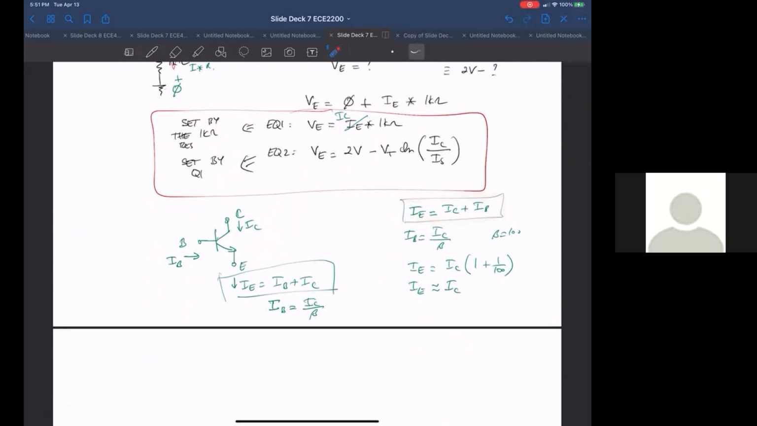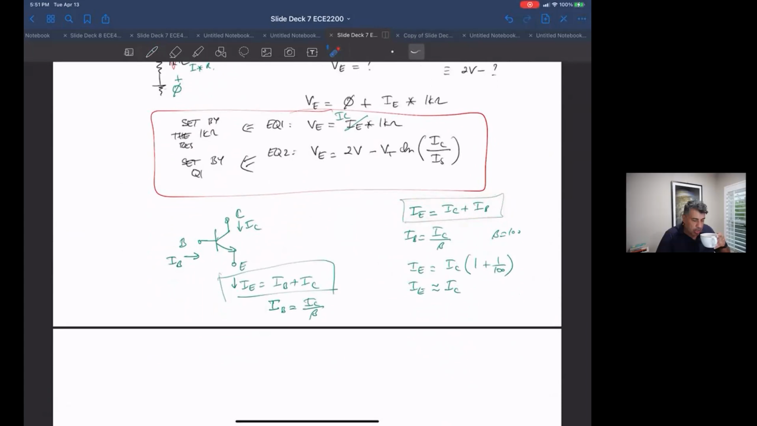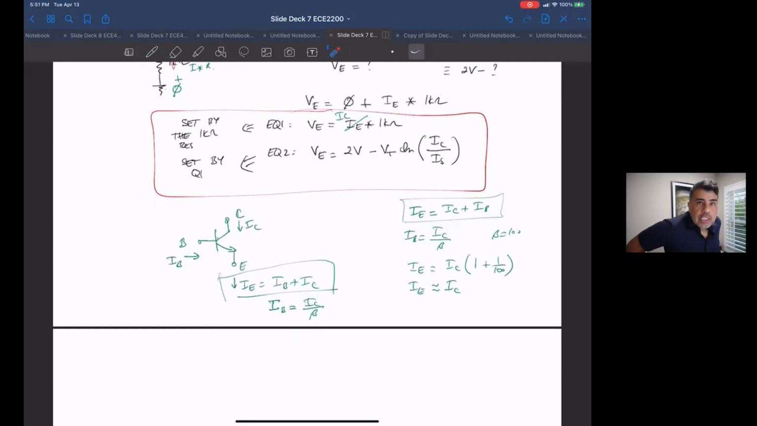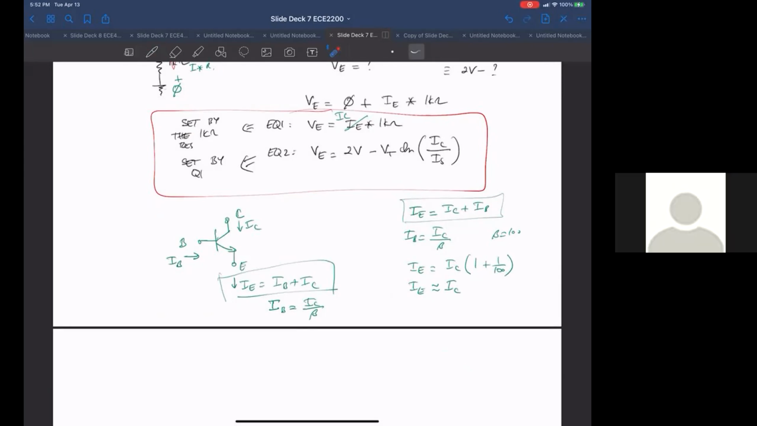Professor, yeah, go ahead. I just had a quick question about replacing I sub E with I sub C. Would it be wrong to do 1.01 I sub C, or is it just that the difference is so small that it doesn't really matter? Yeah, I think absolutely correctly would be 1.01 I sub C. So you could do that. That's the way to go. Okay, but they're so close.